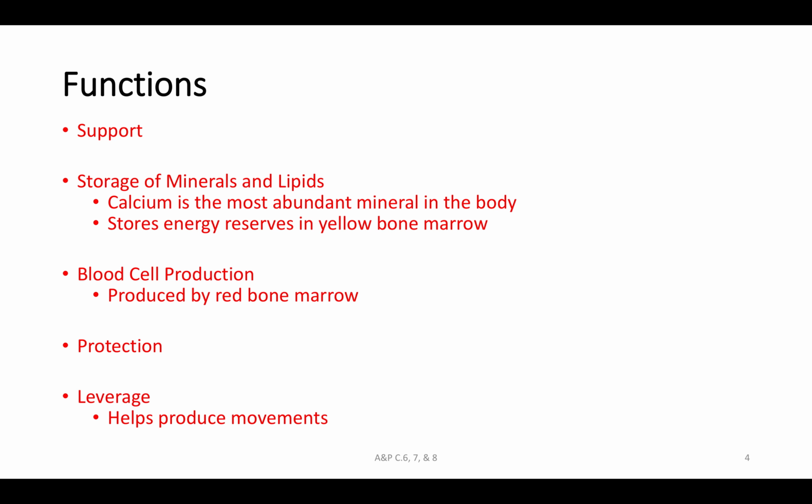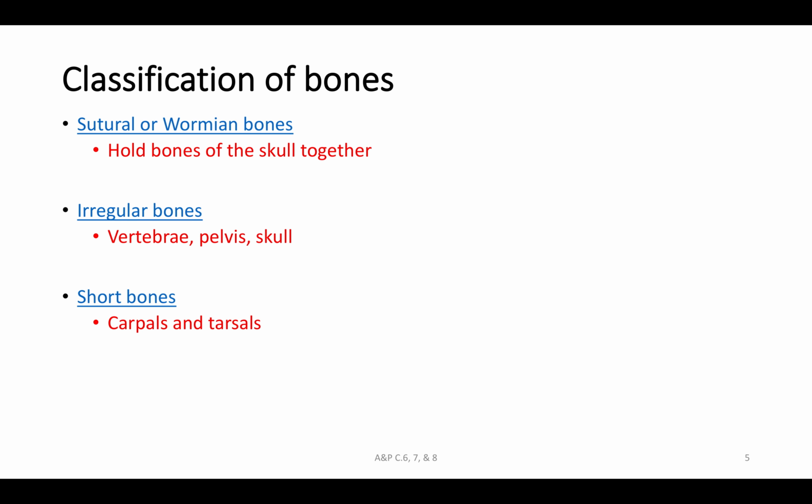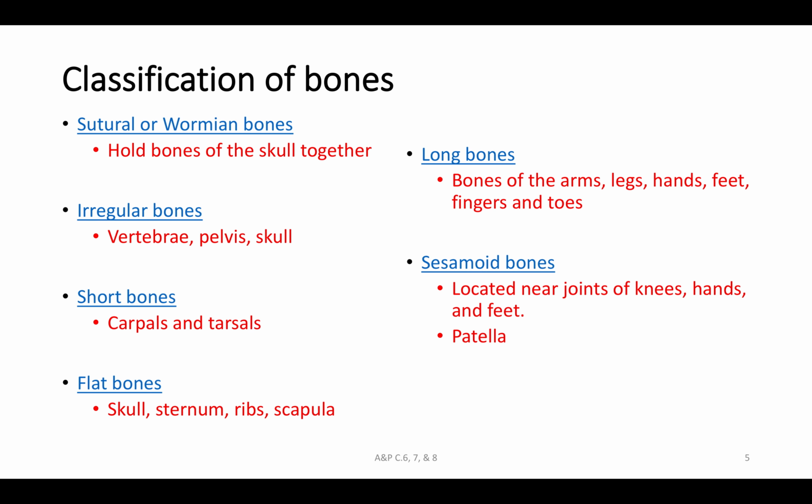We took a look at the functions being support, storage of minerals. When we're talking about mineral storage, calcium is the most abundant mineral in your body. And we also can store energy in our yellow bone marrow. It helps us produce red blood cells through our red bone marrow, protects our vital organs, and helps us produce movements.